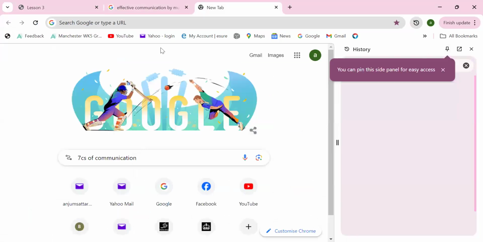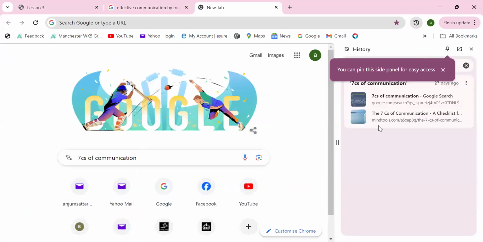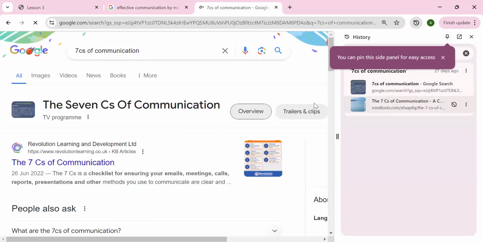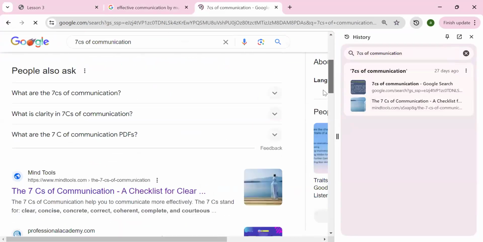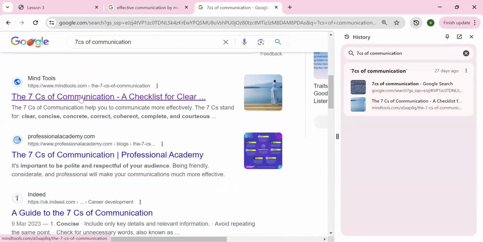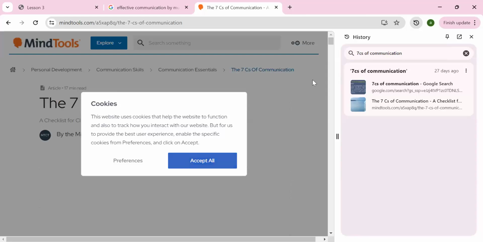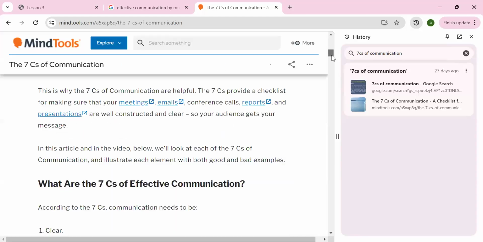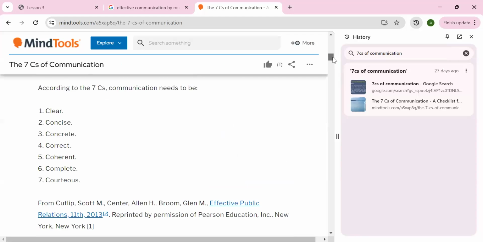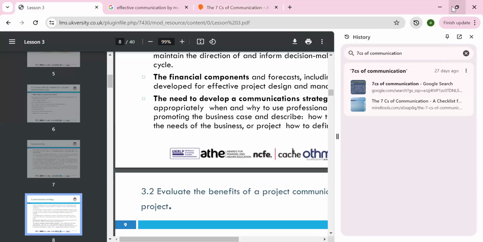Okay, I can show you it. Okay, so you will see here, those are the 7 C's. Yeah, and this is quite good. So you can look at the 7 C's of effective communication, and the message needs to be clear, concise, concrete, correct, coherent, complete, and courteous. That needs to be used for effective communication. Okay, next now.